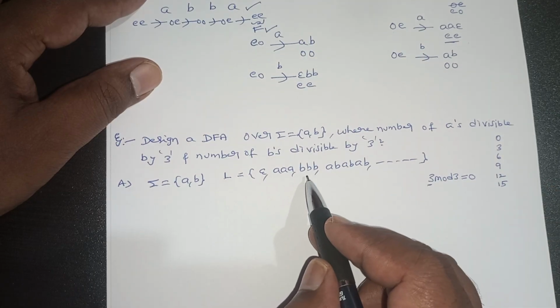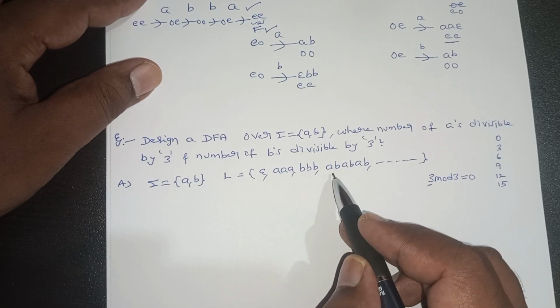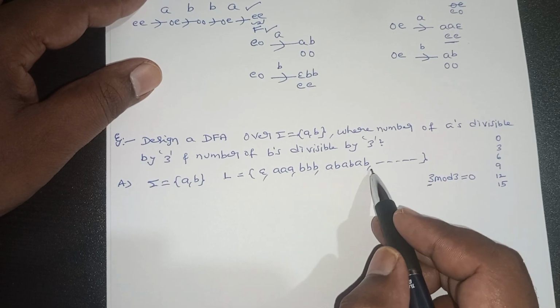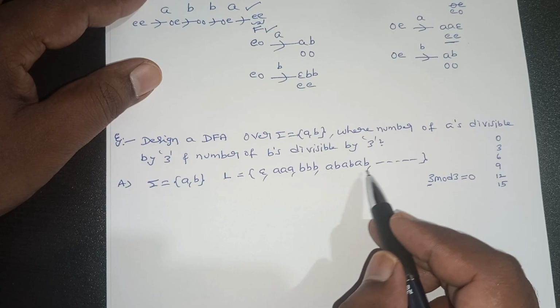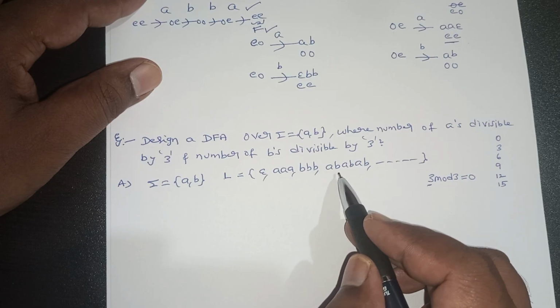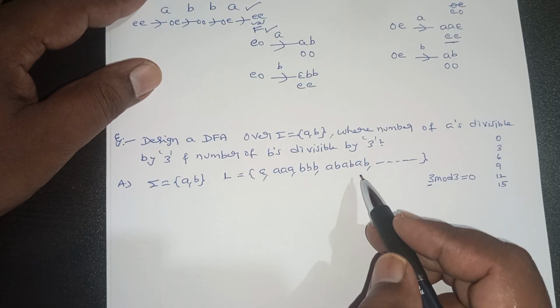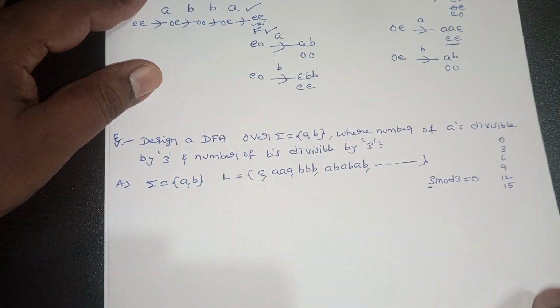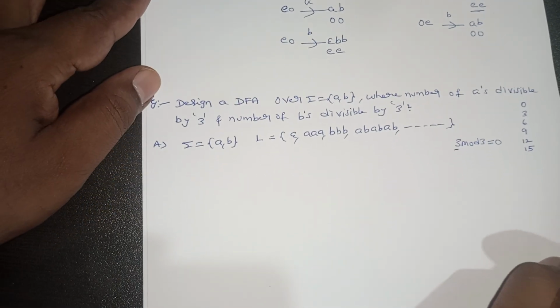So I am talking about length. Take 3 B's. We take the string ABABAB. How many do I have? I have 3 A's and 3 B's. 3 A's is divisible by 3, and 3 B's is divisible by 3. Now use the same example and extend it like this. Okay, simple.